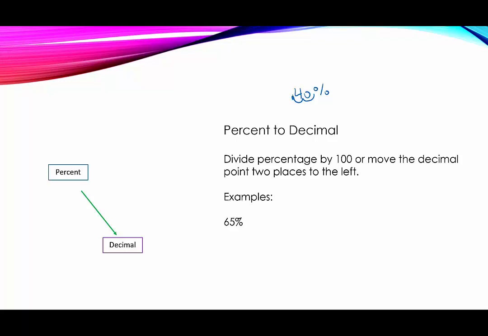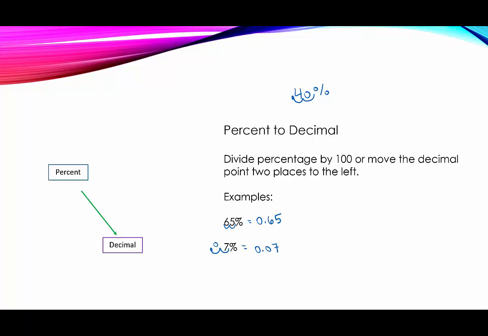In our first example, we have 65%. I move the decimal point 2 places to the left. And 65% is the equivalent of 65 hundredths, or 0.65. 7%, I move it 2 places to the left. I have a gap there, so I'm going to fill a 0 in that gap. And the equivalent would be 0.07.